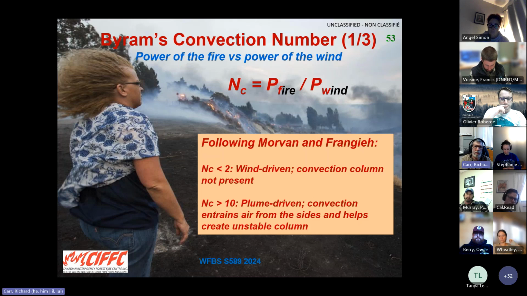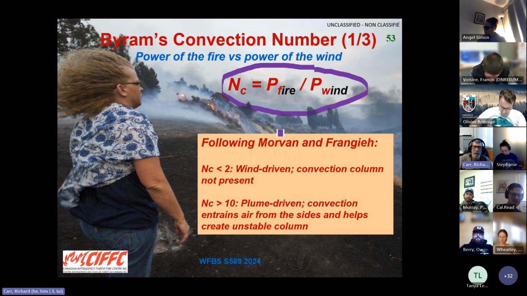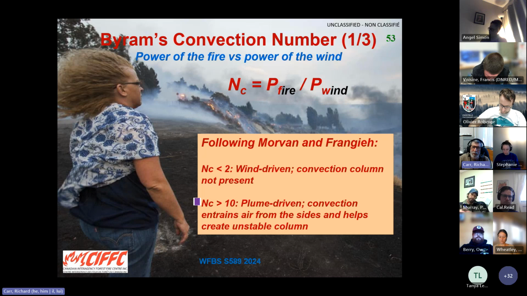Byram's convection number, so we'll go into a little bit of this. It looks like a pretty simple equation here. Just the power of the fire over the power of the wind, just a strict ratio. But we'll see the details here shortly.